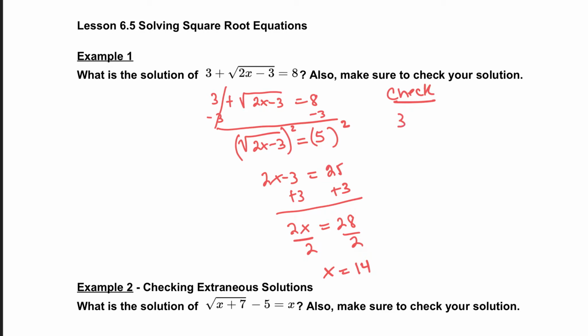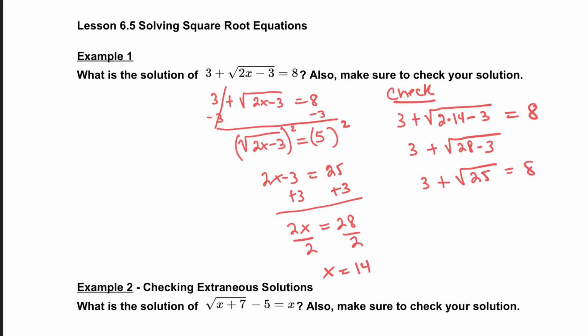by substitution. So we have 3 plus the square root of 2 times 14 minus 3. And we're going to check if that's 8. I know that's 3 plus the square root. This is 28 minus 3. So 3 plus the square root of 25. Square root of 25 is 5, so you have 3 plus 5 is equal to 8, and that does check.